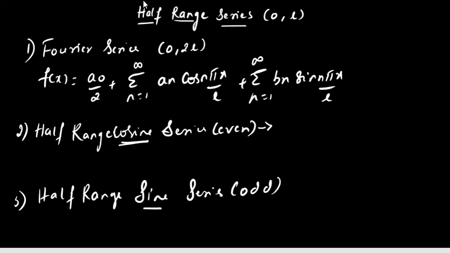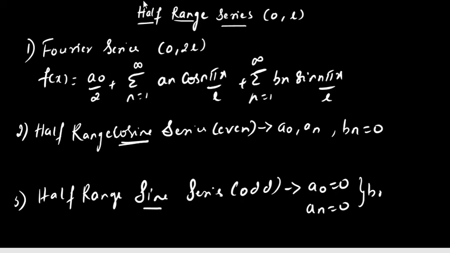So whenever we have even function, we have to evaluate a naught, an, and the bn term will be 0. And whenever we have an odd function, a naught will be 0, an will be 0, you have to evaluate bn. The formula remains the same as we have studied in even and odd function, but here the interval is 0 to L.